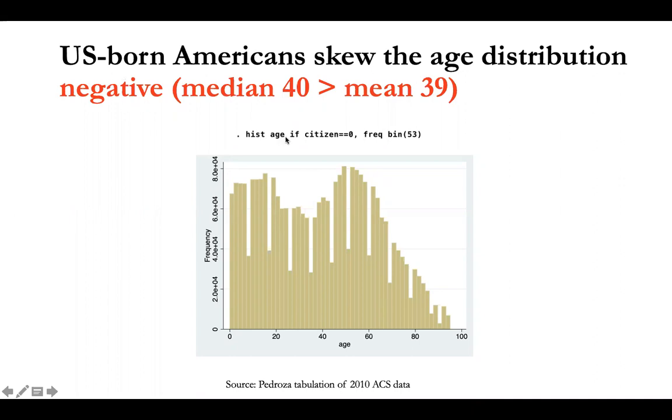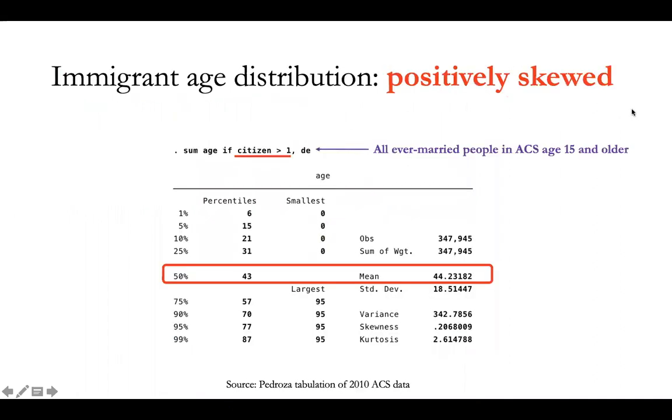There's a histogram of age if citizen is set to 0. So these are only US born people. We want to look at the frequencies across 53 bars or 53 bins. This is different than the immigrant age distribution, which is not negatively skewed, but instead is positively skewed. Why do we say that? Well, let's take a look. Let's summarize the same variable age, but this time only if the citizen variable is greater than 1. And that's going to include only immigrants, either naturalized citizens or non-citizens.